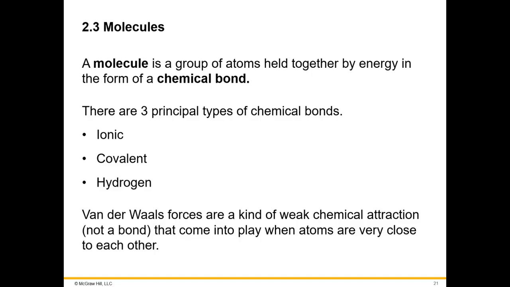So you could imagine if an ionic bond is like two atoms have a bridge between them and are actually in physical contact. Van der Waals forces would be like if they were just very close to each other and they're not actually touching, but they are drawn to each other. So it is a chemical attraction, but it is not a chemical bond.